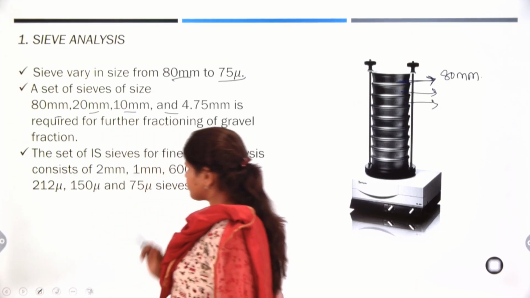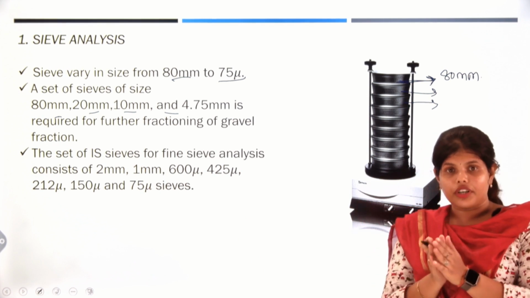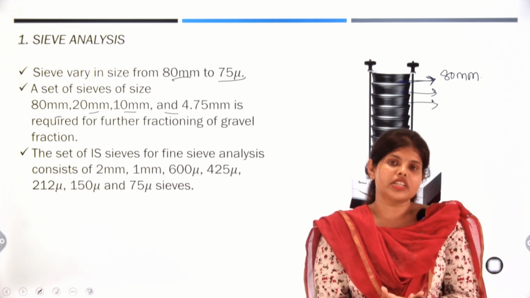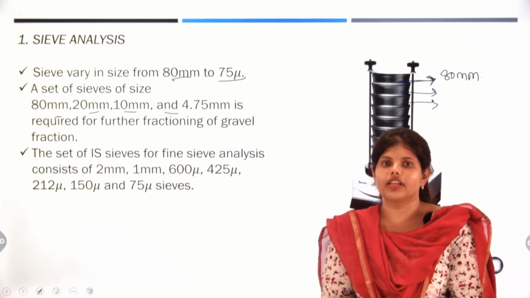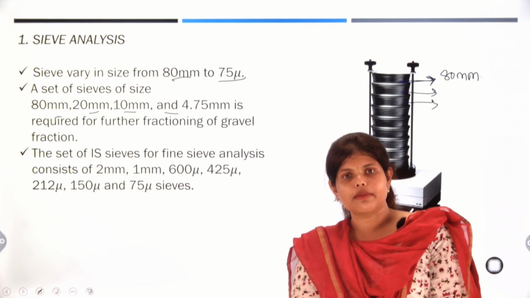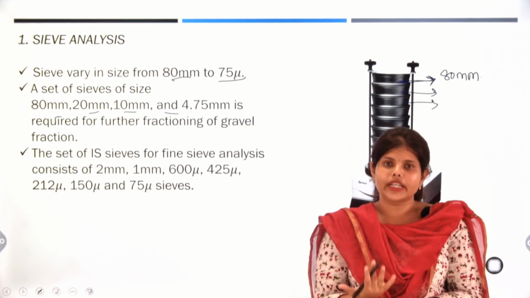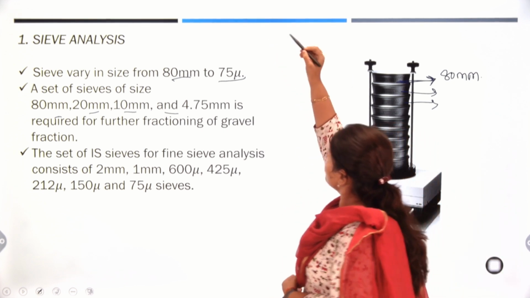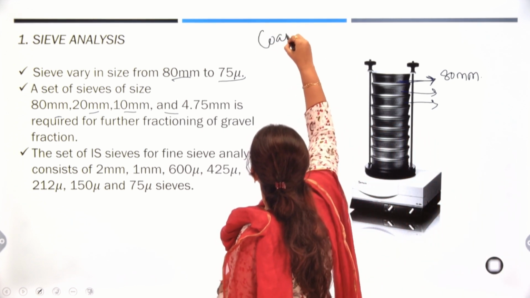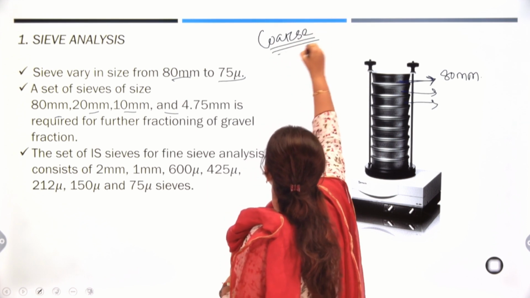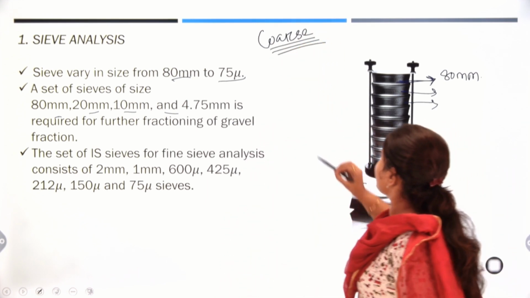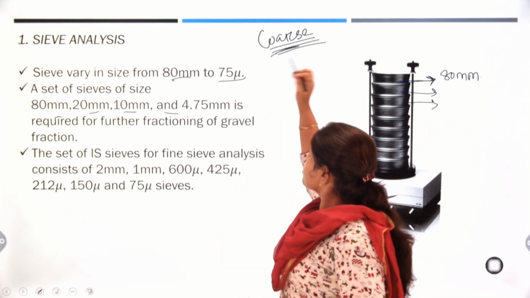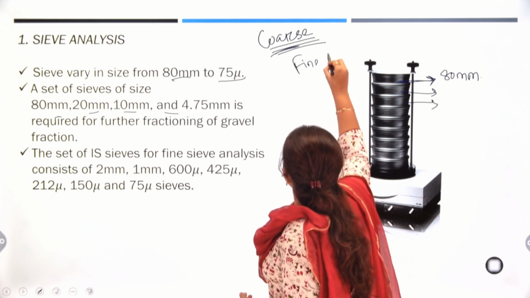Next, for further fractioning, like we have known that this is gravel, but which type of gravel, coarse gravel or fine gravel? If it is passing through the 80 mm sieve but doesn't pass through the 20 mm sieve, it will be our coarse gravel. Never write the spelling as COU. It will be coarse, C-A-R-S-E, that will be our coarse grain soil and fine grain soil.